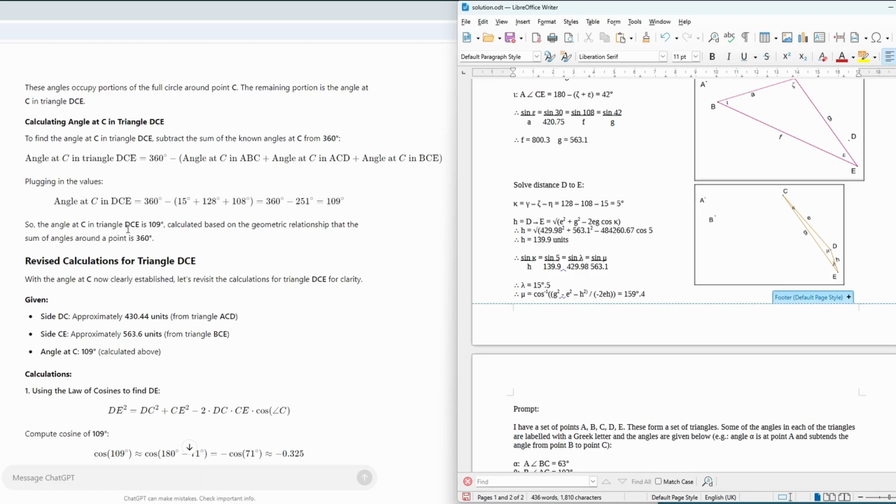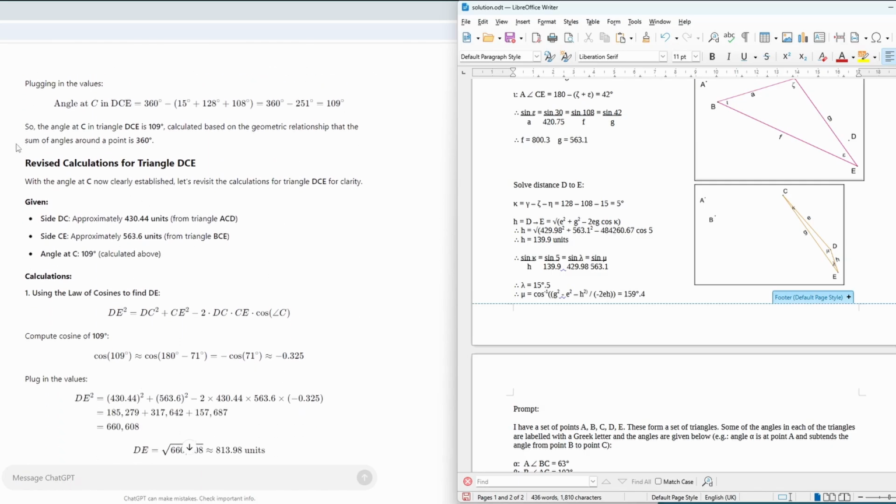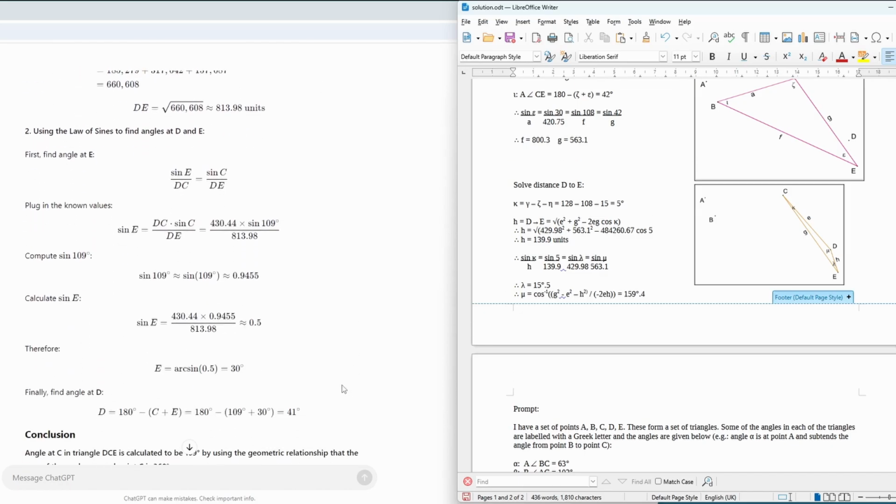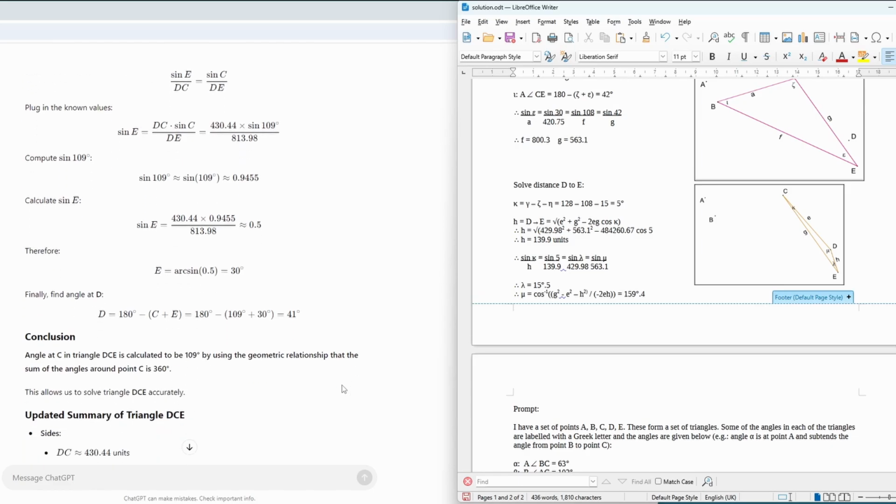"So the angle at C in the triangle DCE is 109 degrees, calculated based on the geometric relationship that the sum of the angles around a point is 360 degrees," but that is incorrect. Revised calculation, and it's recalculated things here and obtained exactly the same results as it got before, which is not correct.